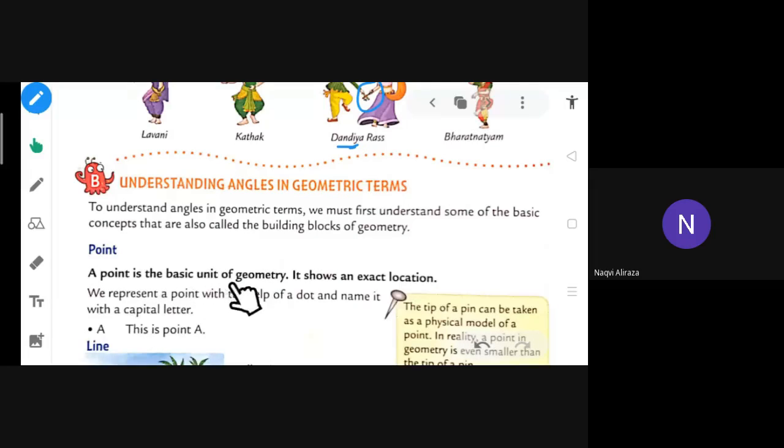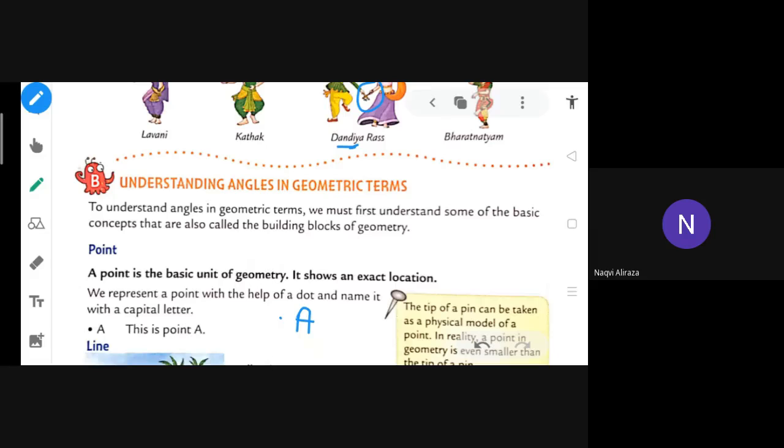A point is the basic unit of geometry. It shows an exact location. We represent a point with the help of a dot and name it with a capital letter, A. This is a point A. So in mathematics, it is written like this: point A.